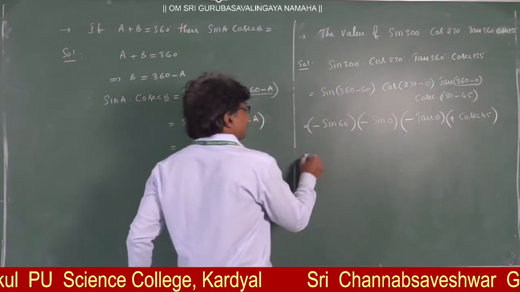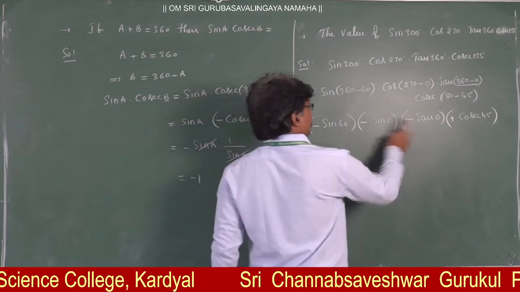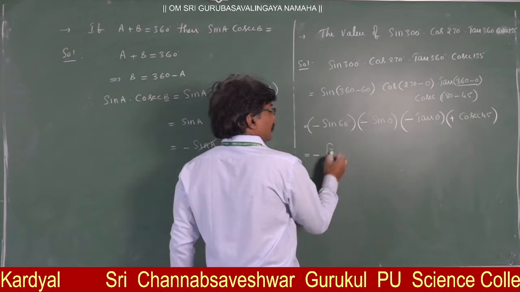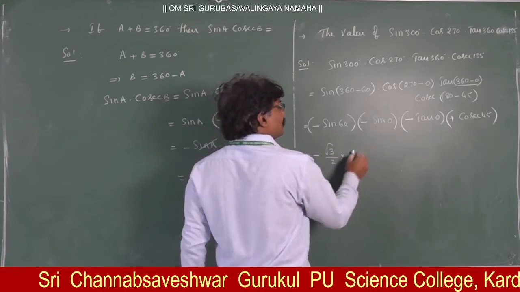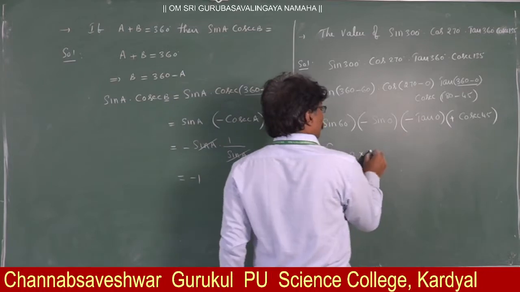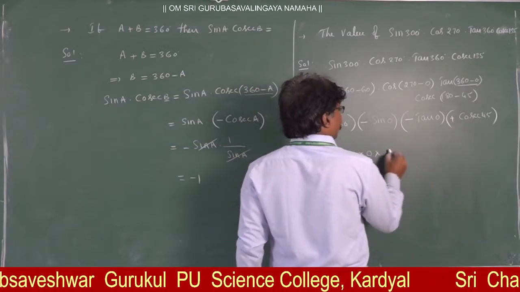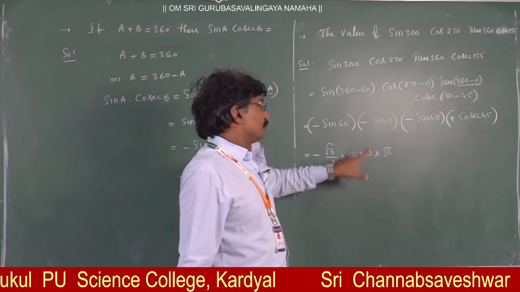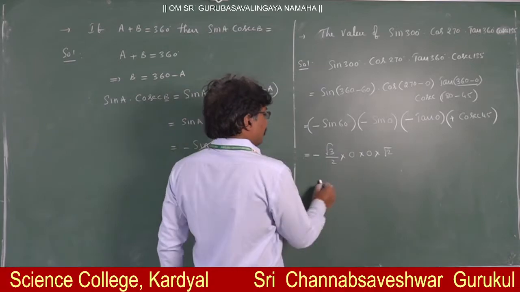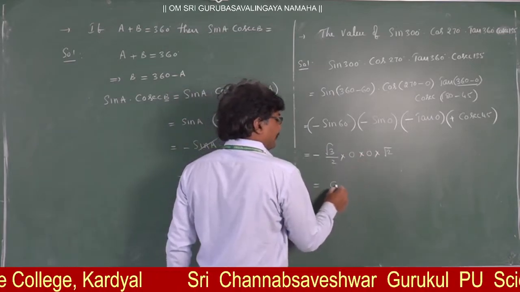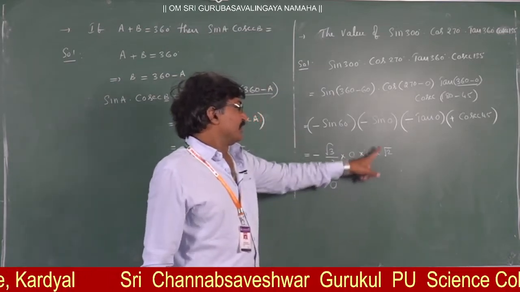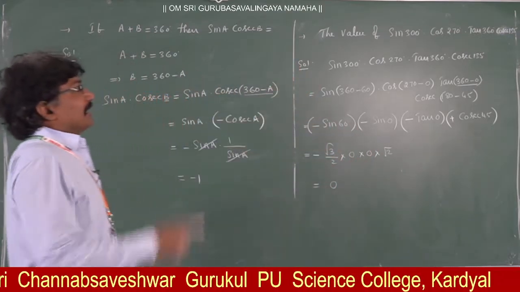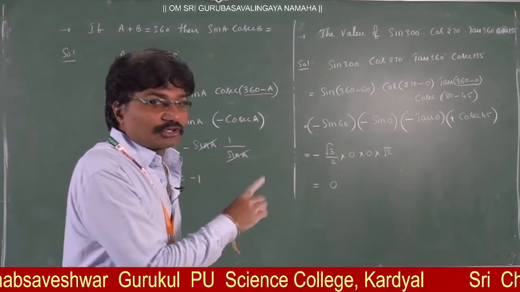Okay, that is equal to minus, minus, minus. Minus into minus is plus, plus into minus is minus. Sin 60 degrees is root 3 by 2. Sin 0 is 0, tan 0 is 0, cosecant 45 is root 2. That is equal to 0; 0 into anything is equal to 0. Therefore, finally, the product of the four values is 0.